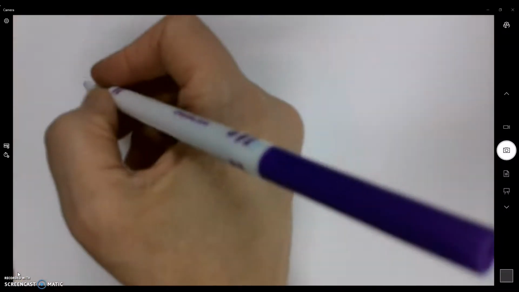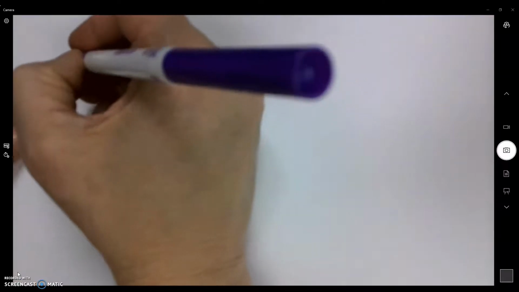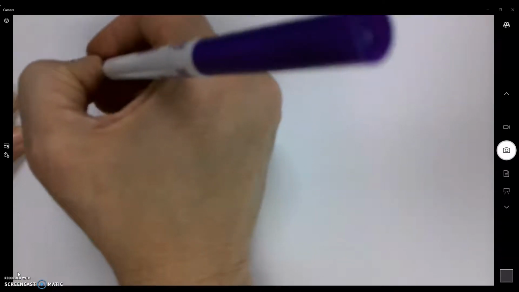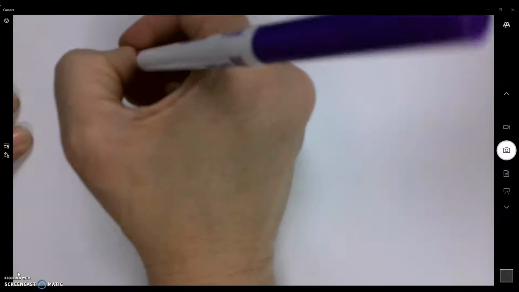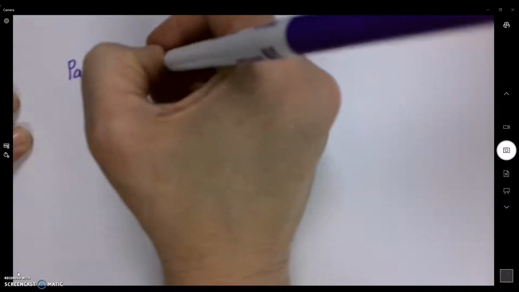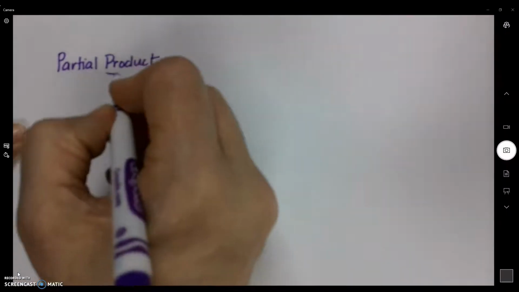Alright guys, today we are going to look at how to multiply large numbers with something called the partial product method. Now you need to remember that a product is the answer to a multiplication problem, and partial means part or smaller. So we're going to find the answer to a multiplication problem by finding smaller products and then adding those products together.